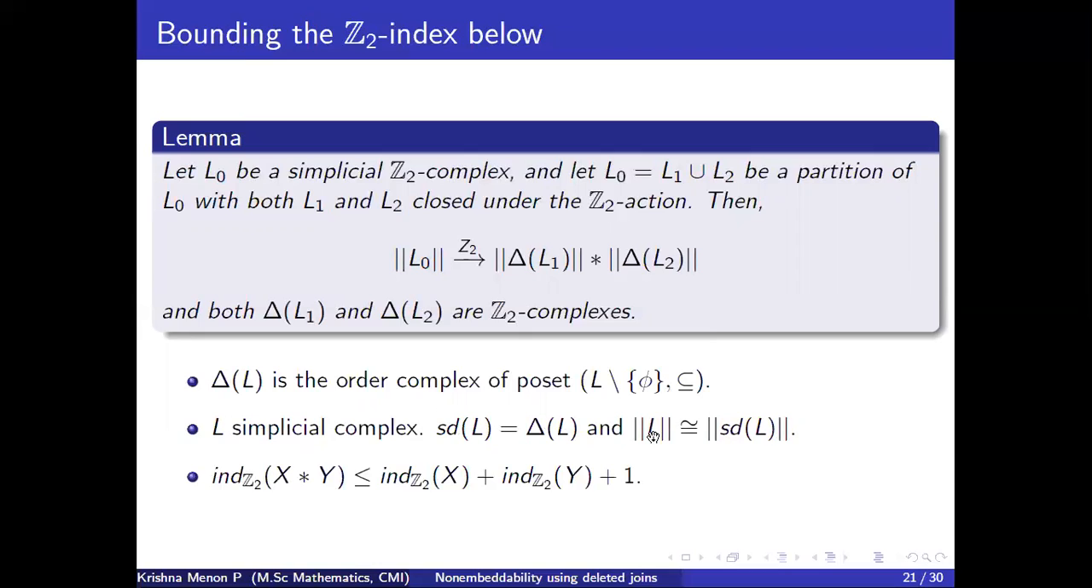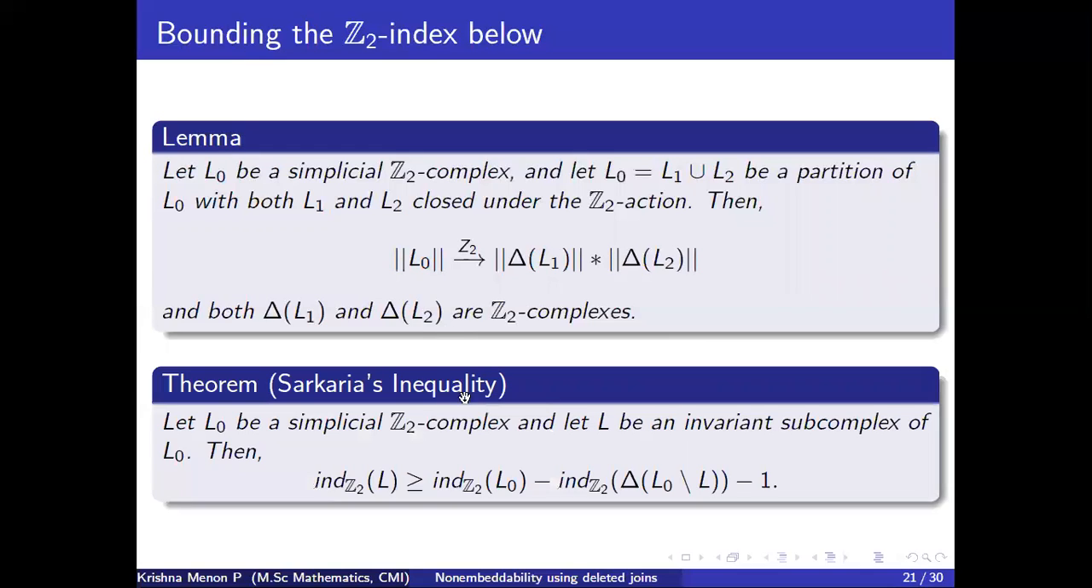And we have proved that these two spaces are homeomorphic. Okay, and also remember that we have this bound for the Z2 index of a join. Okay, so using these two points and applying it to this lemma, we get this theorem called Sarkaria's inequality.